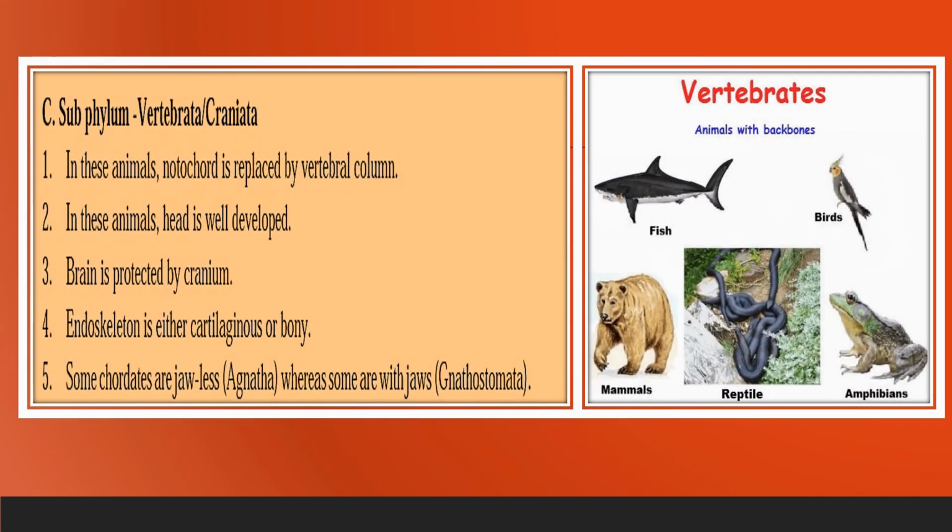Students, the third subphylum is subphylum Vertebrata or Craniata. In these animals, that means animals belonging to subphylum Vertebrata, notochord is replaced by vertebral column and head is well developed. Also, brain is protected by cranium and endoskeleton is either cartilaginous or bony. Some chordates are jawless, that means Agnatha, whereas some are with jaws, that is Gnathostomata.